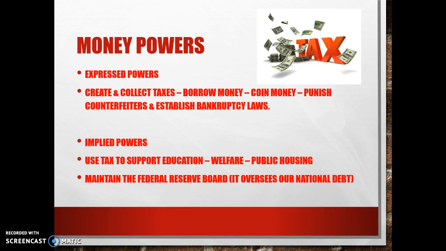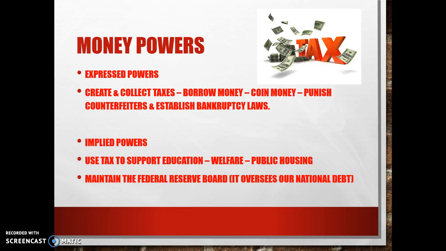We're going to start out with money powers. Congress has very many expressed powers when it comes to finance. The most important by far is the ability to create and collect taxes. You should remember that the main problem with the Articles of Confederation was the federal government's lack of ability to tax. It crippled us. So with the Constitution, this is going to be a focus.